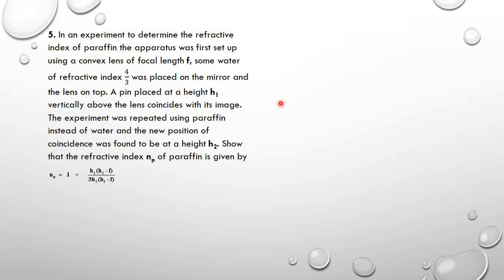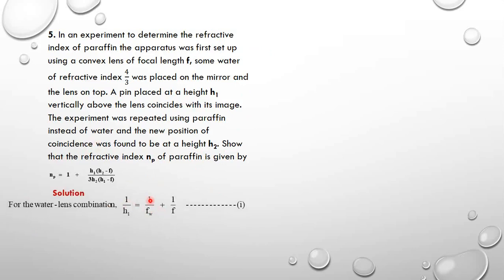We are going to start by looking at the lens-water combination. So that is going to be 1 over h1 equals 1 over fw plus 1 over f, because the focal length of the combination is h1. That is going to be equation 1.